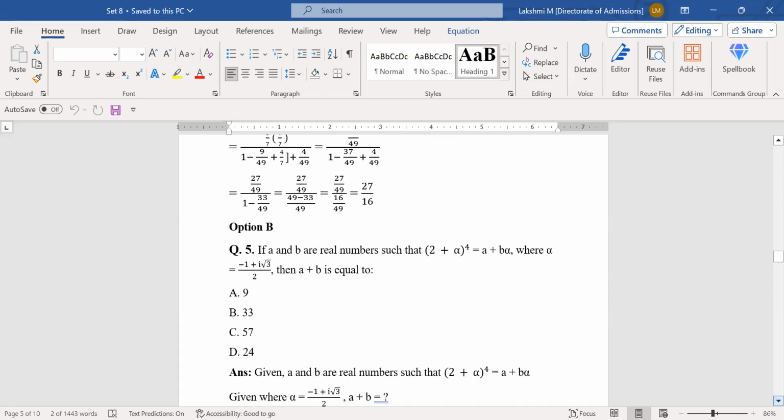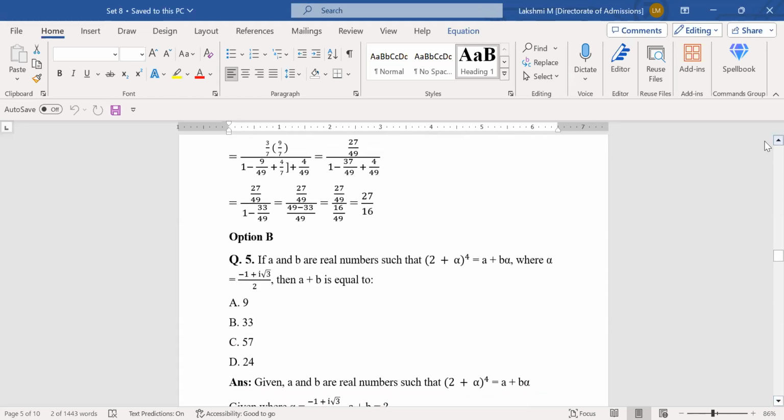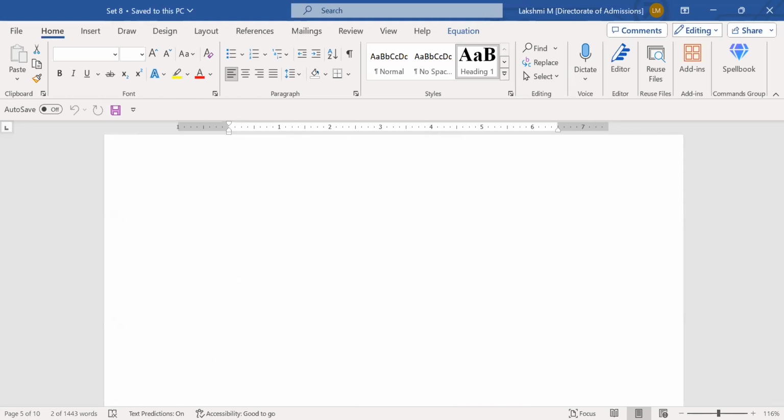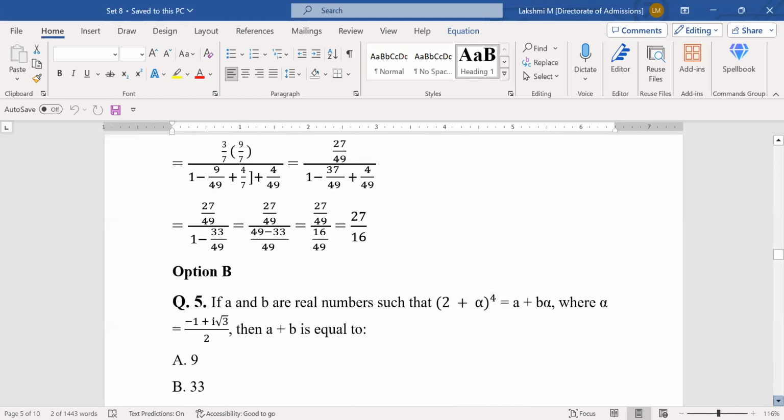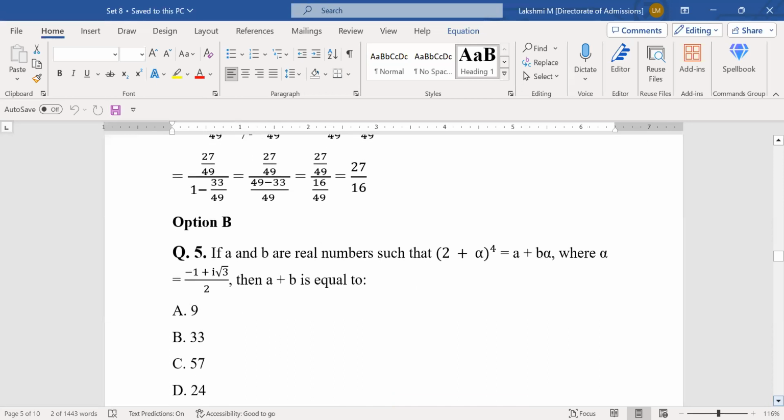So yes, this is the next question. I hope the screen is visible to everyone. If a and b are real numbers such that 2 plus alpha whole raised to 4 is equal to a plus b alpha, where alpha is minus 1 plus i root 3 by 2, then a plus b is equal to.